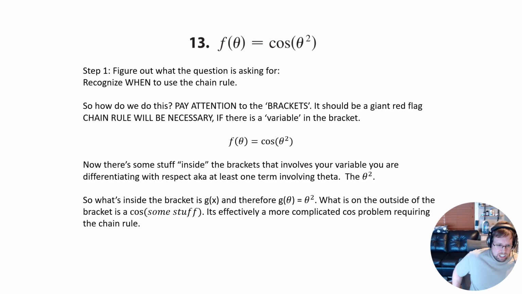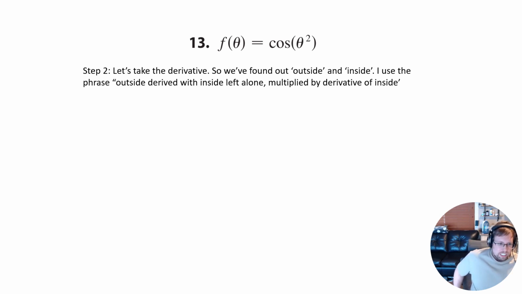So, the part inside the bracket is theta squared, and the part on the outside is basically cos some stuff. Right? Pretty simple. So let's take the derivative. I usually like to use the phrase the outside derived with the inside left alone multiplied by the derivative of the inside. So the outside is basically cos theta, whose derivative is negative sine theta.